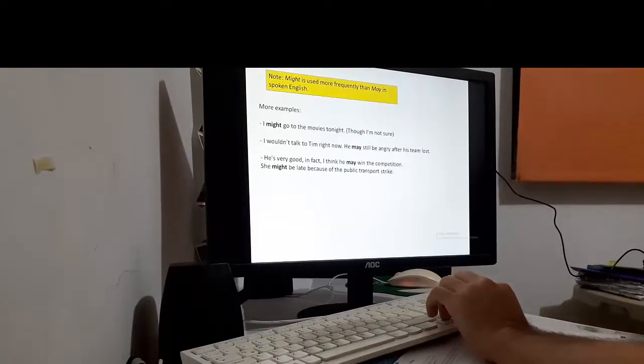And more examples here. I might go to the movies tonight, though I'm not sure. It's still the same thing, you are not sure. I wouldn't talk to Tim right now. He may still be angry after his team lost. And finally, he's very good. In fact, I think he may win the competition. She might be late because of the public transport strike. So there you have more examples of the use of might.